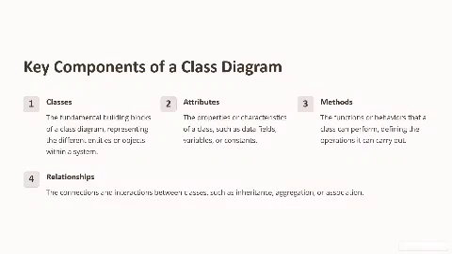And the next one is methods. These define the actions or functions that a class can perform, such as registering for a course or updating profile information. And next one is relationships. This is how classes connect to each other, whether through inheritance, aggregation, or association. These relationships define how classes interact and depend on one another.